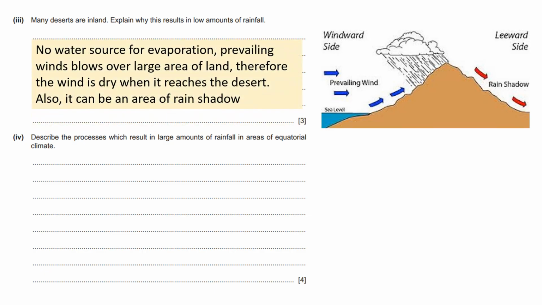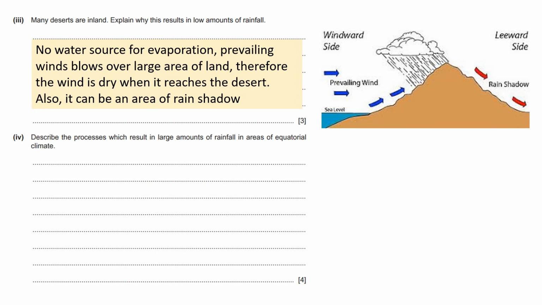So this is what the syllabus said. There is no water source for evaporation inland, thereby prevailing wind blows over a large land area, therefore the wind is dry when it reaches the desert. Also, it can be an area of rain shadow, which is a type of relief rainfall. So you can learn more about rain shadow.